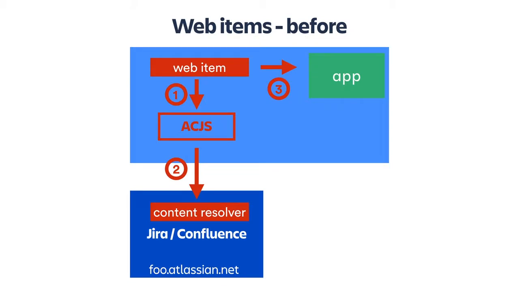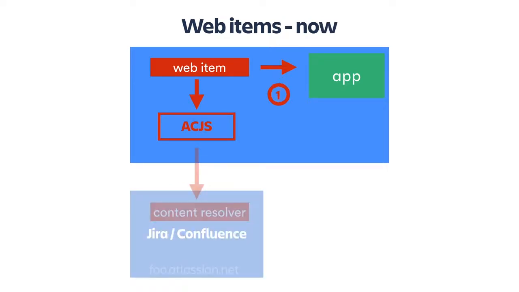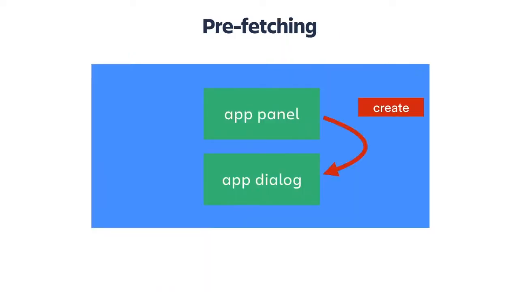We've also made some improvements to the way in which web items work. Up until now, when you clicked on a web item, ACJS would first need to resolve the target of the web item so it knew what to do with the click. But now we're encoding details about the target into the web item, which means there's no need to make a call to Jira or Confluence after the click. This works for web items where the target is dialog or inline dialog. The best part of this is that all apps get this for free. You don't need to make any changes to your app.